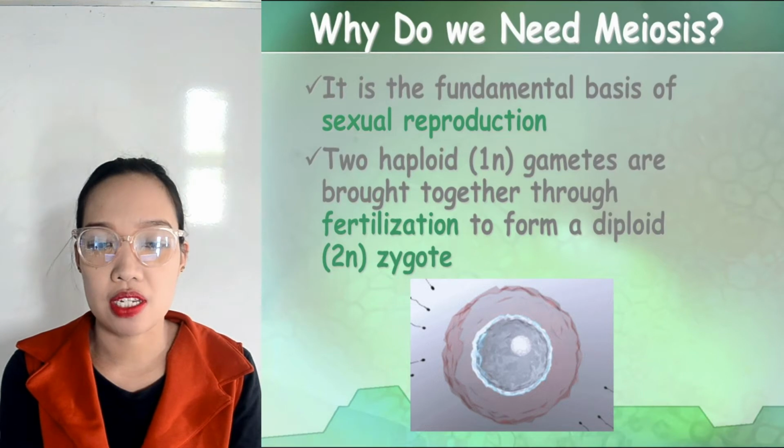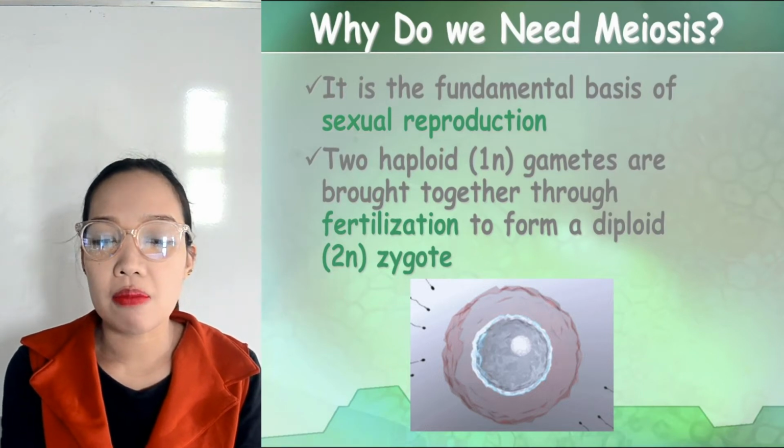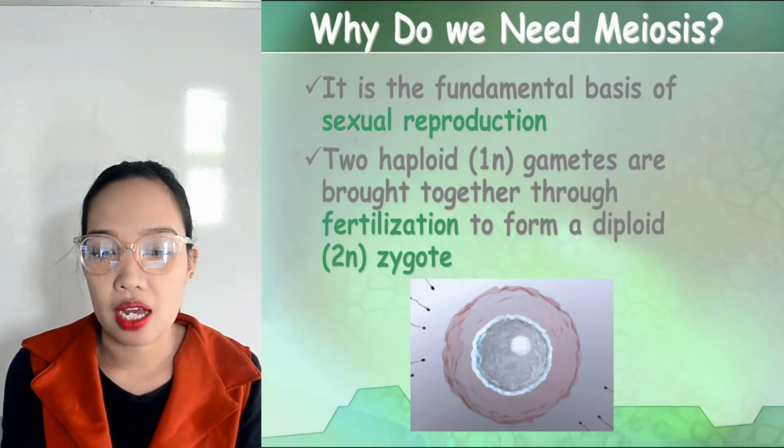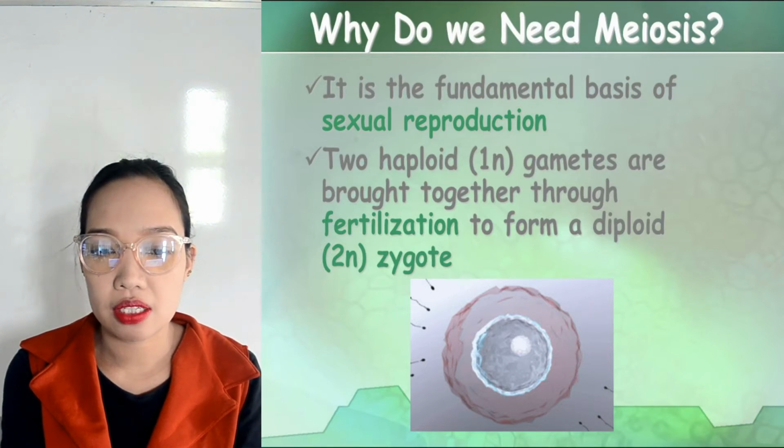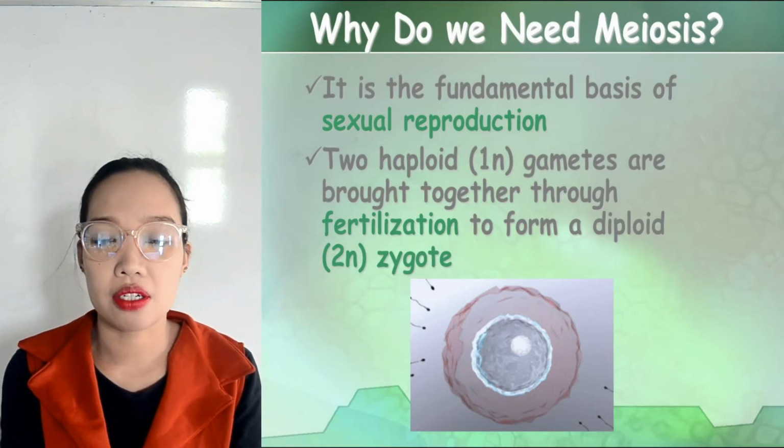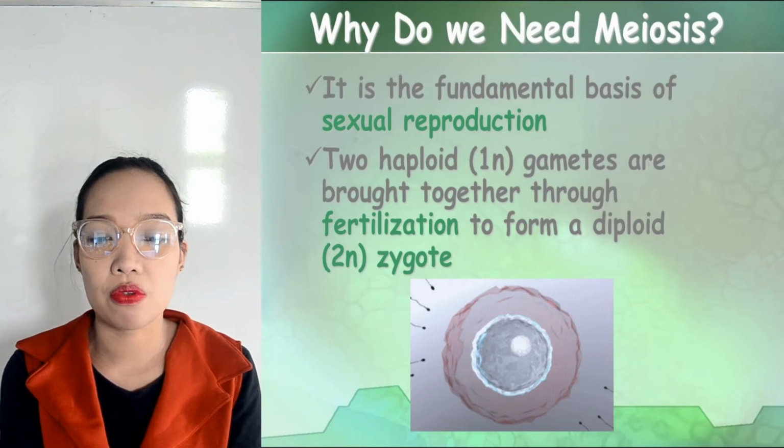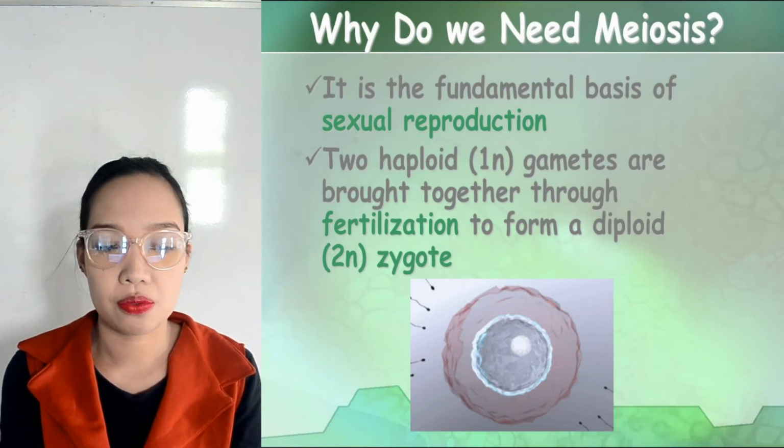Why do we need meiosis? It is the fundamental basis of sexual reproduction. Two haploid gametes are brought together through fertilization to form a diploid zygote.